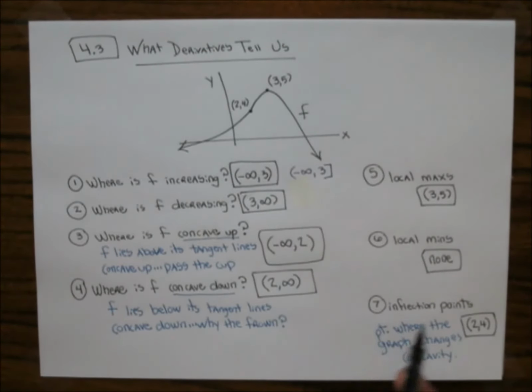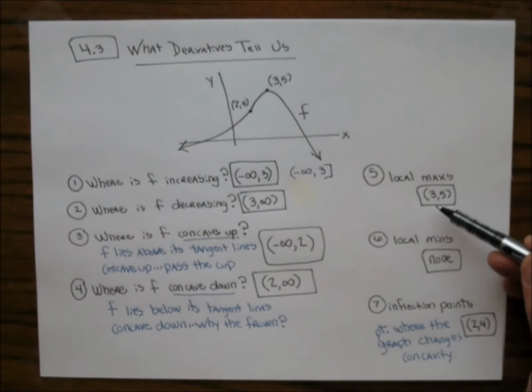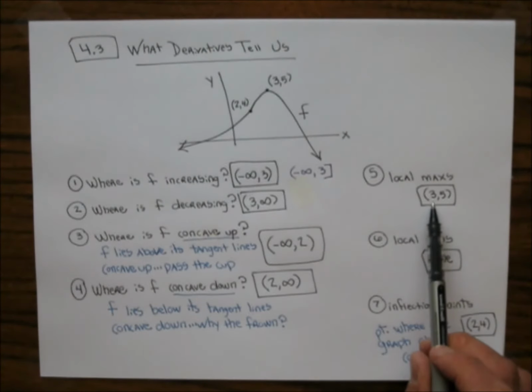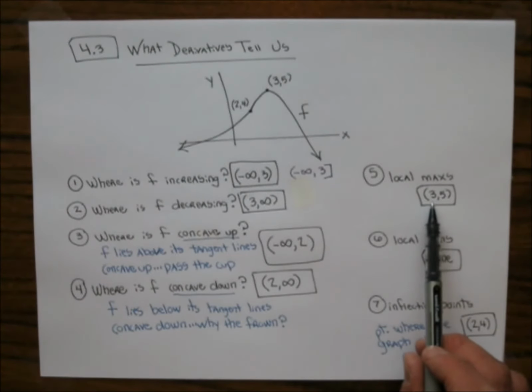Now be careful, because when your book says find the local maximum, they might say the local maximum value, which is 5, or they might just tell you the location, and they'll say x equals 3 or something. So know that the local maximum really is a point. The first number is the location, which is important, and the second number or coordinate is the value. The local max value is 5, the local max location is 3.